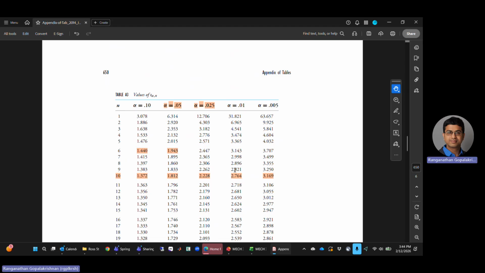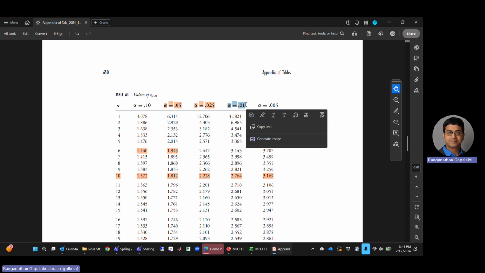If you convert 0.997 into an alpha value, what would that be? What is 1 minus 0.997? 0.03, whereas this is 0.01. It's not exactly matching when the sample size is finite, but it seems to line up exactly when the sample size is very large or infinite.